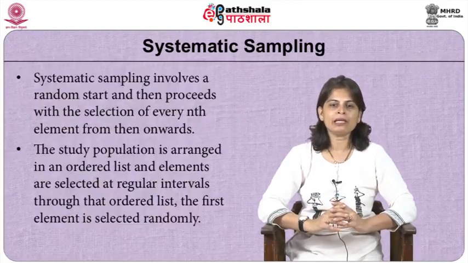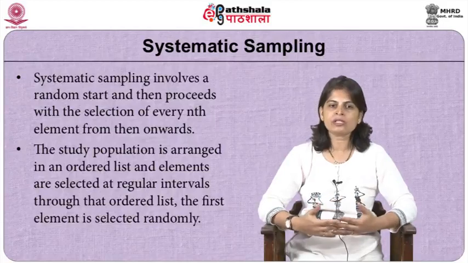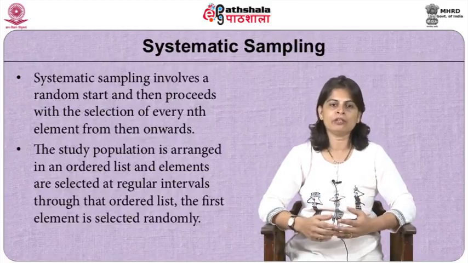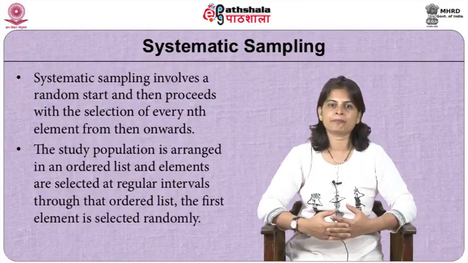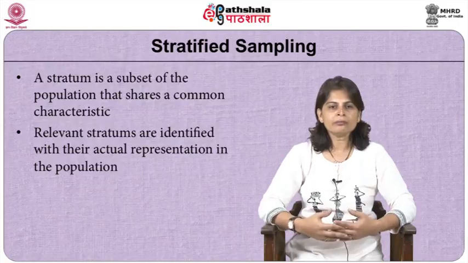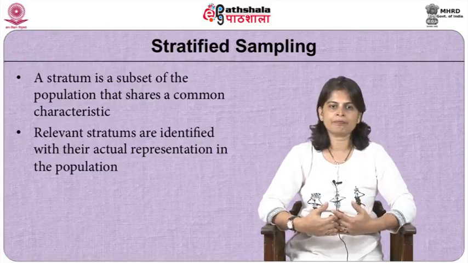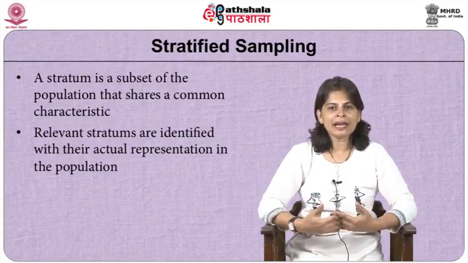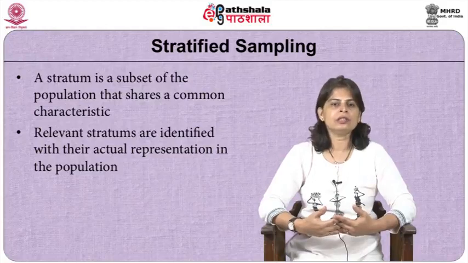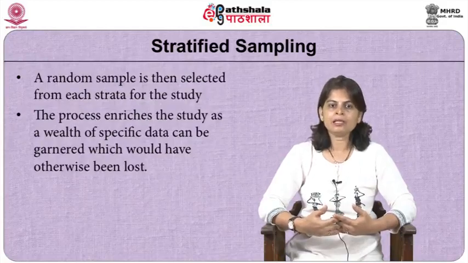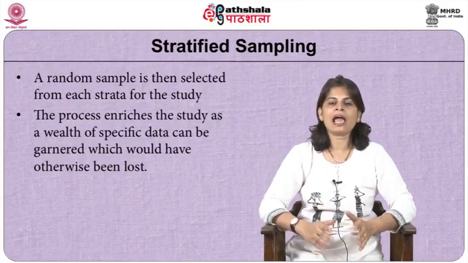Thus, systematic sampling involves a random start and then proceeds with the selection of every nth element from that unit onwards. Let us come to stratified sampling. Stratified sampling is a commonly used probability method that is superior to random sampling because it reduces the sampling error. A stratum is nothing but a subset of a population that shares a common characteristic. Relevant strata are then identified with the actual representation in the population. A random sample is then selected from each stratum and used for the study.